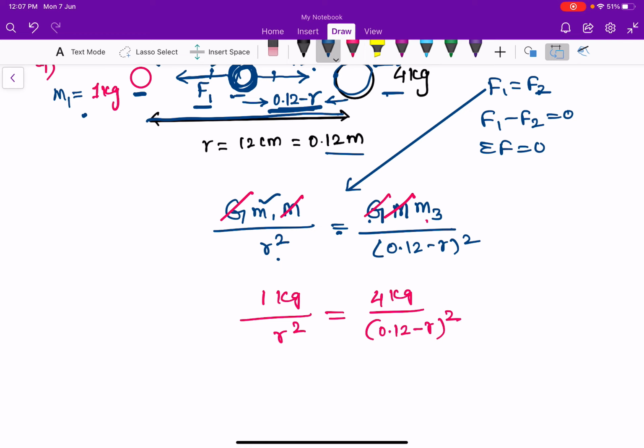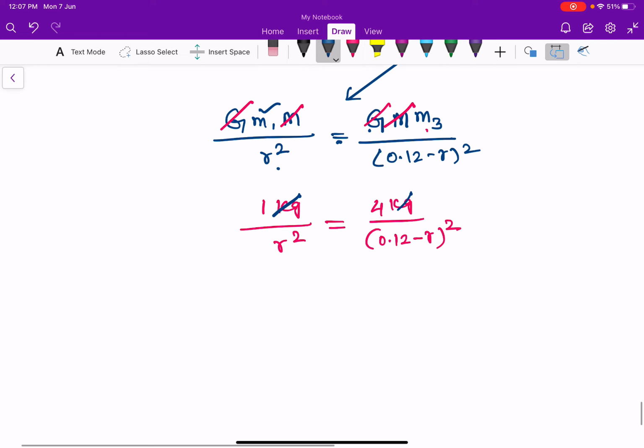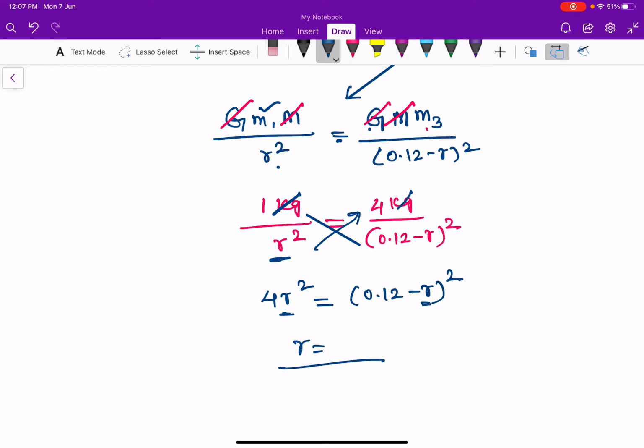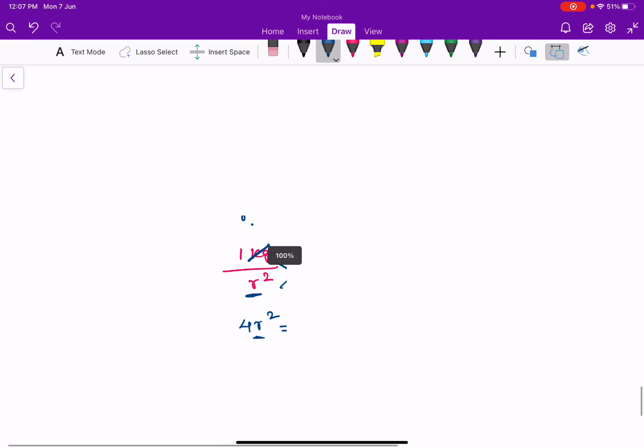Here the kg and kg cancel. So the unknown is R, and I am cross multiplying. So 4R square is equal to 0.12 minus R whole square. By solving this you will get the answer for R.